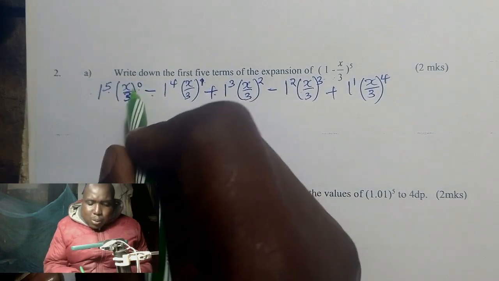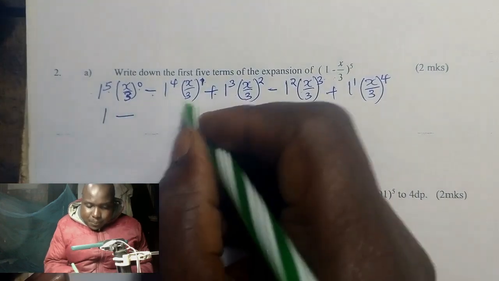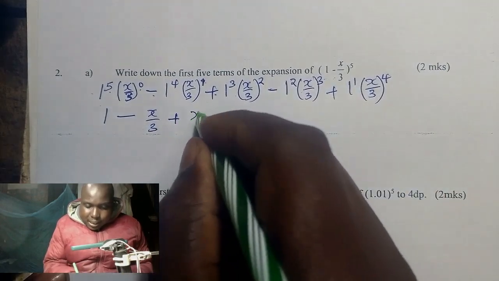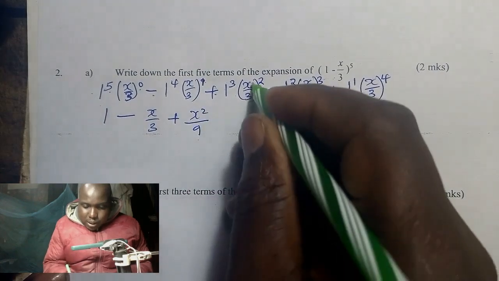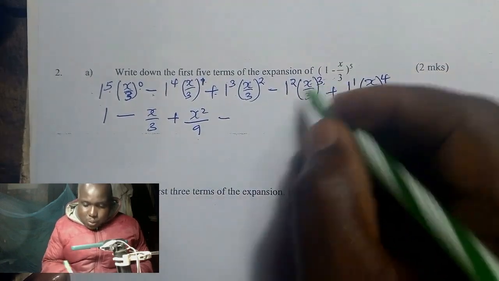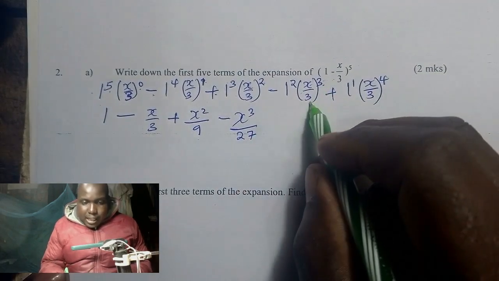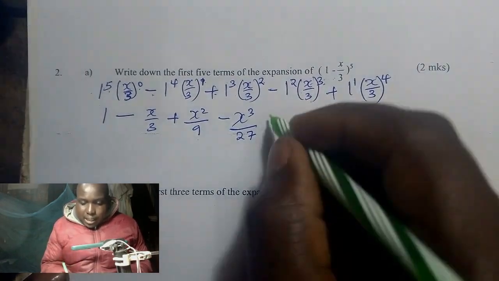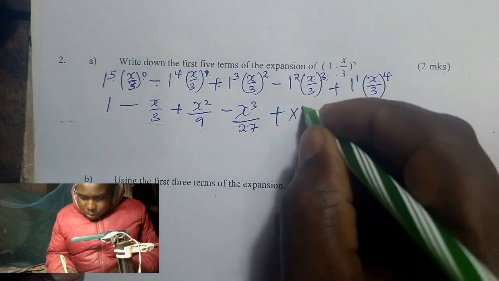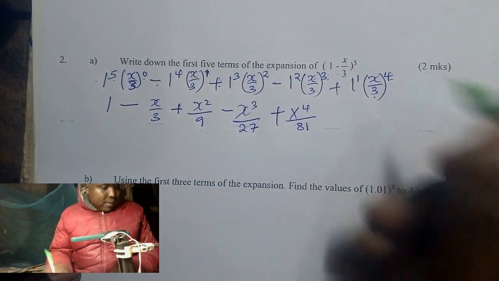Then from there, anything raised to power 0 is 1. So this is going to be 1 minus x over 3 plus x squared over 9. When you square x, this squares this, this squares this. Then minus x cubed divided by 27, because the cube of 3 is 27. The cube of x is that, plus x raised to power 4 over 81. 3 raised to power 4 is 81.